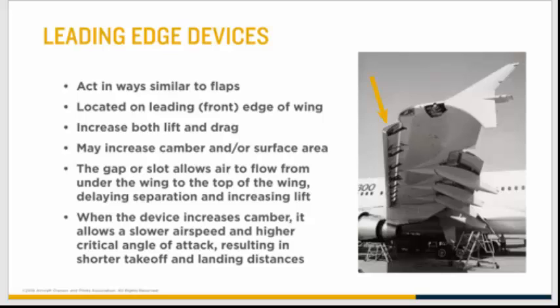Remember that whenever more lift is generated, more drag accompanies it. So the leading edge devices will always produce more lift and drag. Leading edge devices have a gap or slot that directs air over the top of the airfoil to delay airflow separation. By keeping the airflow continuous against the wing's upper surface at high angles of attack, the leading edge device produces more lift, lowers stall speed, and changes the critical angle of attack. Without a slot, the airflow over the upper surface would separate sooner.